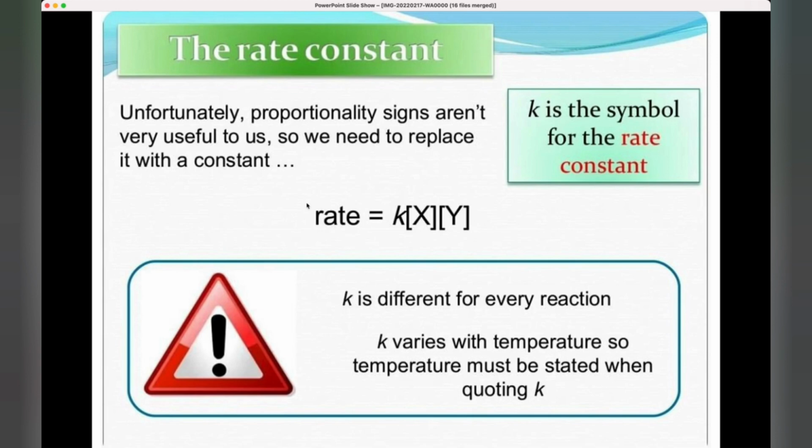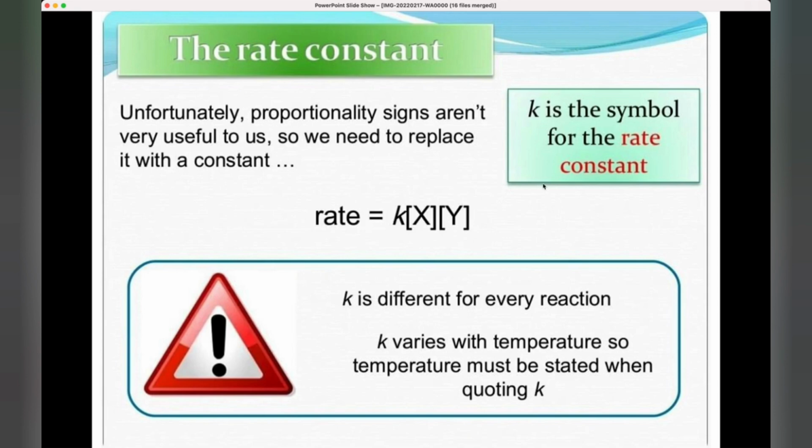Normally you have seen that we put a proportionality symbol here, but these symbols are not that useful. So we have to replace the proportionality symbol with a constant. Normally we use the letter K for indicating the constant. The symbol for the constant is K.